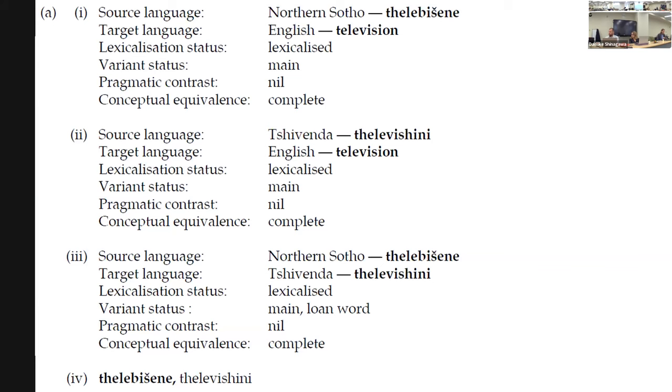So how does it work? It's very basic. This is his example for television. You have in your database the equivalence for each of the language pairs, and then these four parameters: lexical status, variant status, pragmatic contrast, and conceptual equivalence. Okay, here is the basic. It's also a long chain. It is taking the link between Northern Sotho and Tshivenda.